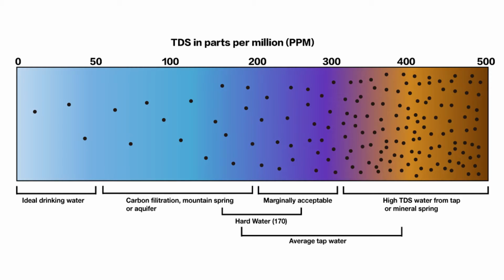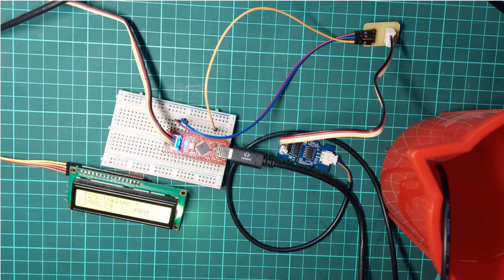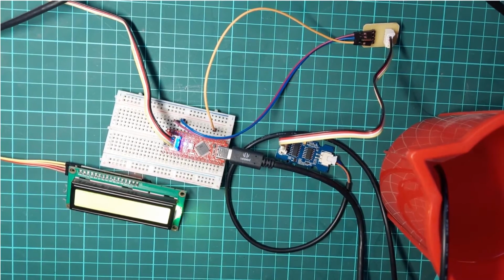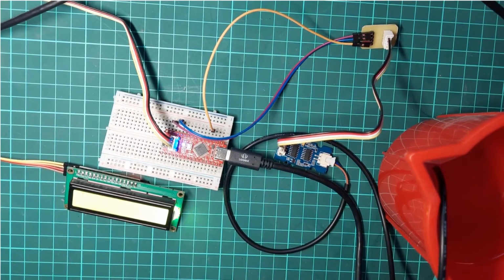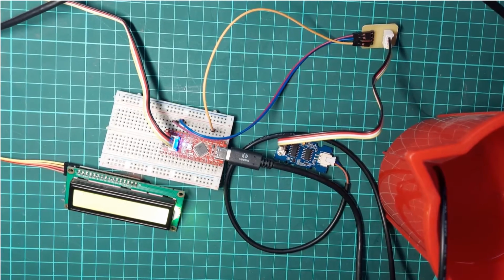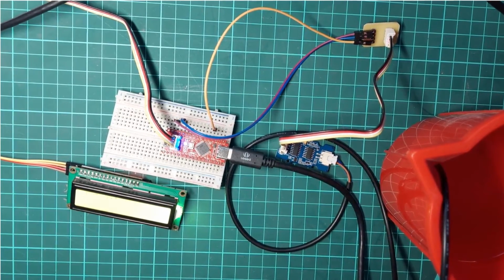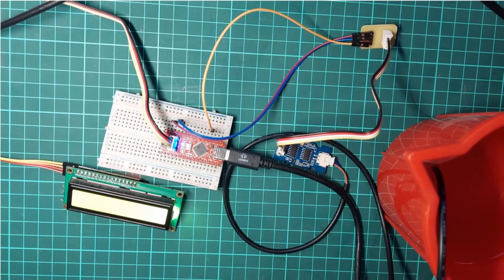Now let's analyze an image representing TDS value in ppm. The ideal drinking water has ppm between 0 to 50, whereas mountain spring water has TDS value between 50 to 200. And the average tap water TDS value will be between 200 to 400. As you can see here, this tap water indicates 298.74 ppm. Hence, from this image, we can say that a higher level of total dissolved solid can indicate that water has more contamination that can pose health risk.